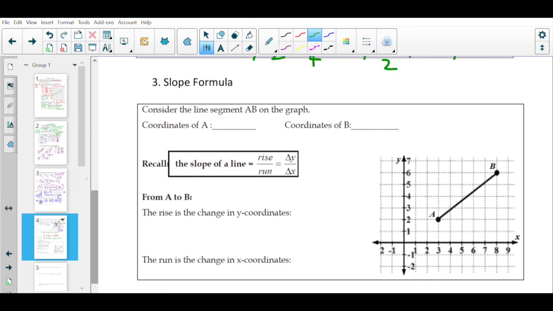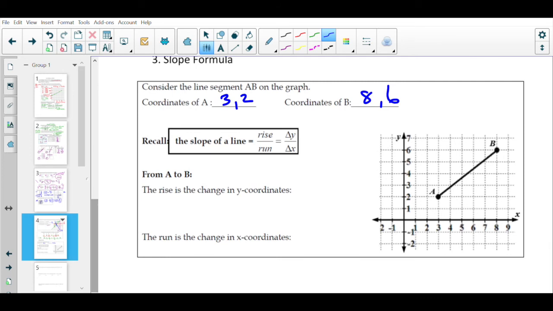Okay, slope formula. Consider the line segment AB on the graph. Coordinates of A, that's V2. And coordinates of B is 8, 6. Let's recall the equation for the slope of a line. It's rise over run, or the change in y over the change in x.